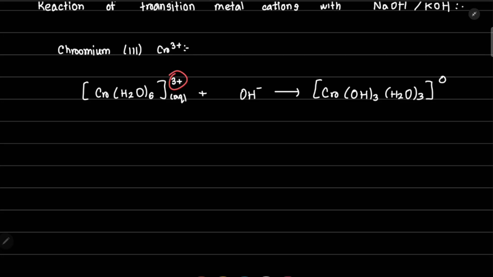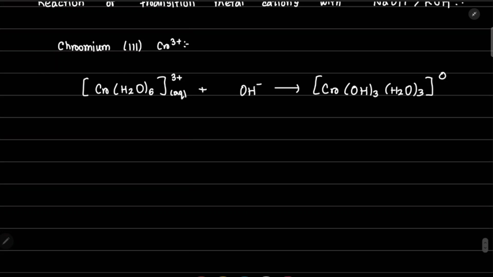So the number of hydroxides that are joining here is equal to the charge of the cation. This will also give us 3H2O. This will be a solid, and we need to remember the colors here. So for chromium, this is green, and to balance the equation, I'll have 3OH minus. However, this is when we have only a few drops of OH minus.